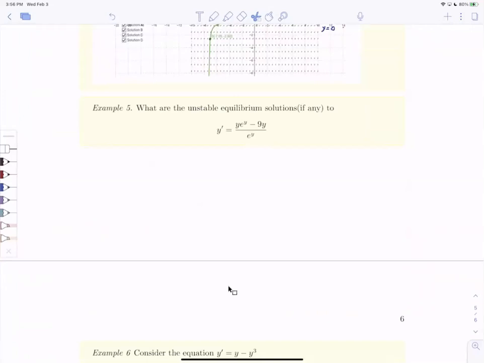So they ask you what are the unstable equilibrium solutions to this ODE. So try this. You need to first find your equilibrium solutions, okay? And then you need to classify if they are stable or unstable.